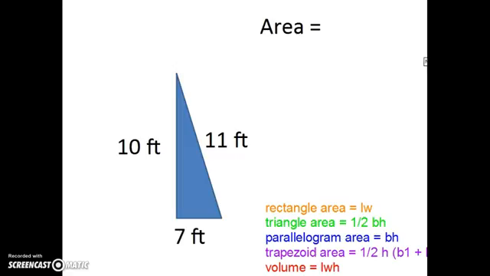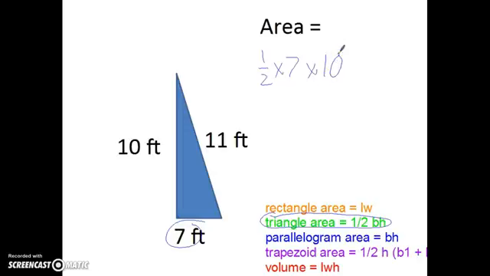So right off the bat, we can see we have a triangle. So I want to get to the triangle formula, which is 1/2 base times height. So 1/2 times the base. Base is what you sit on, so that would be 7 times the height. Remember, height is true height, how far from the bottom to the top. In this case, that's going to be a 10.